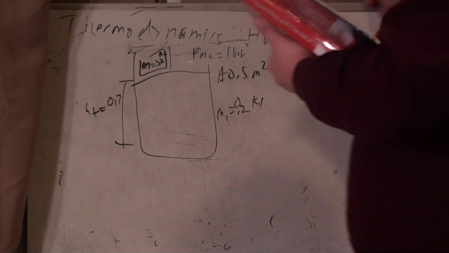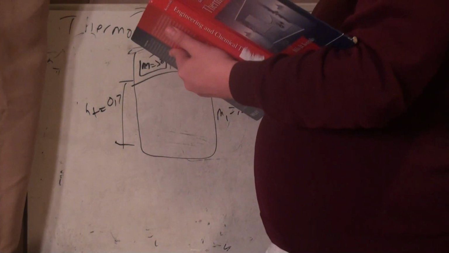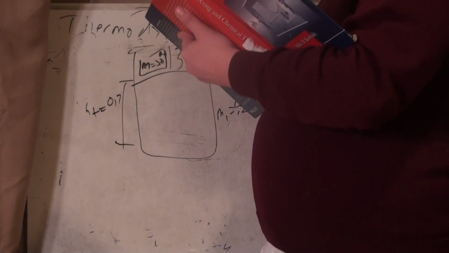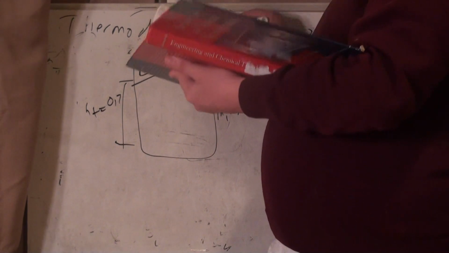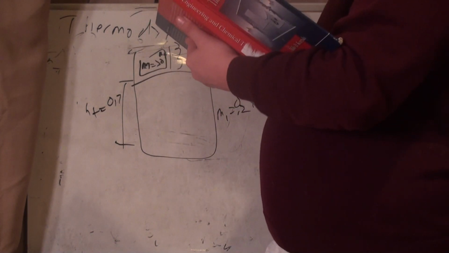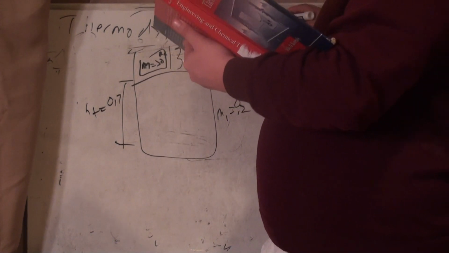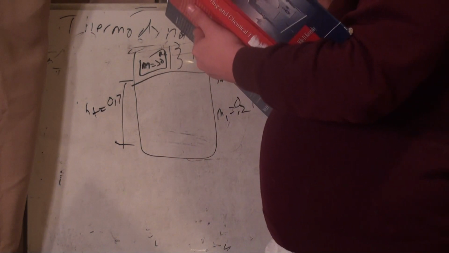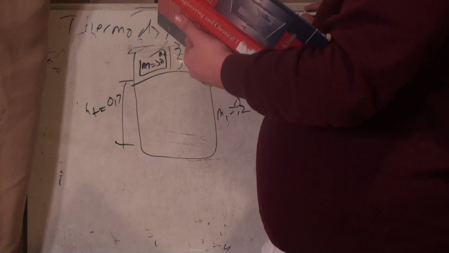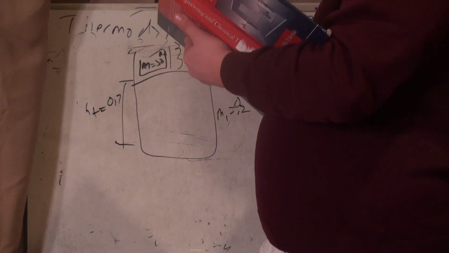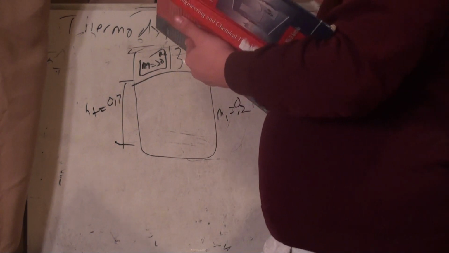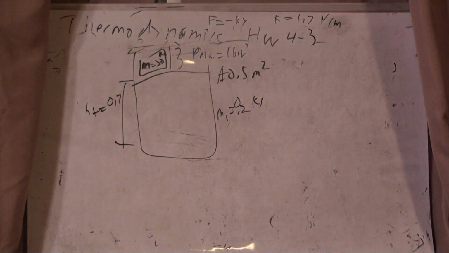There's also a spring attached to this. And the spring has a force equation equal to minus kx. And K is equal to approximately 1.7 newtons per meter. Okay, so that's the spring constant. Which is a lot of nonsense.